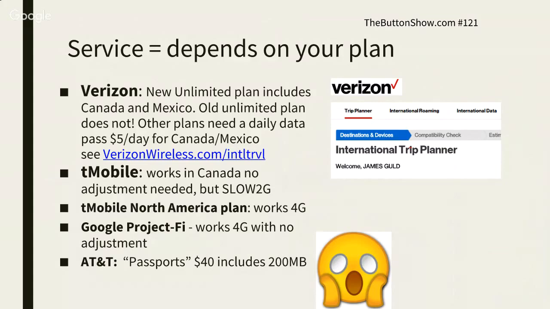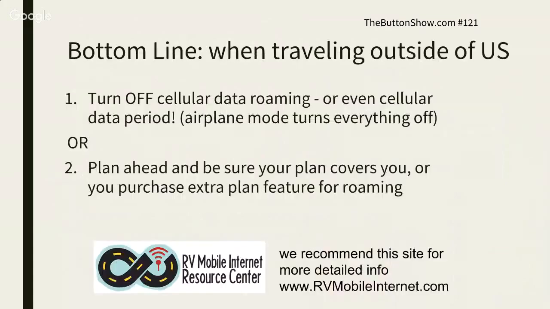That's not much, is it? That's why I put that little whoa. All right, so the bottom line, when you're traveling outside of the US, number one, turn off cellular data roaming, or even cellular data period, or airplane mode, which turns everything off. Or you need to plan ahead and be sure your plan covers you, or you purchase extra plan features for roaming.